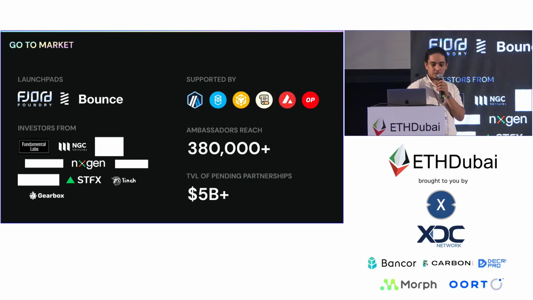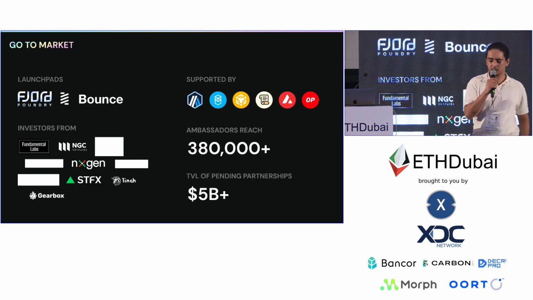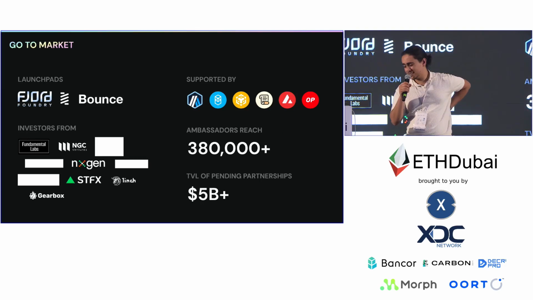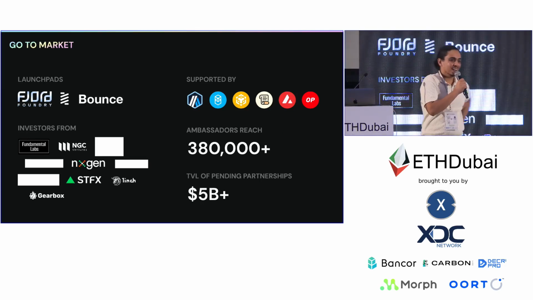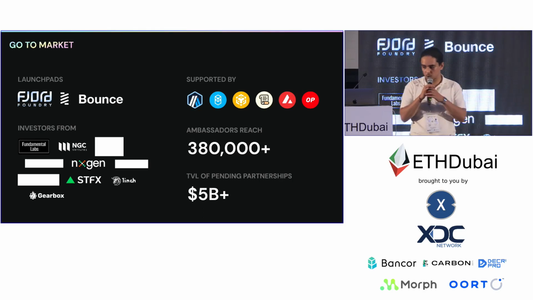Our pre-seed investment was led by Fundamental Labs, which is a quite popular Asian VC. We also have participation from NGC, MEXC, which is the white box here. We have also XT Ventures and angels from the leadership of many DeFi protocols.